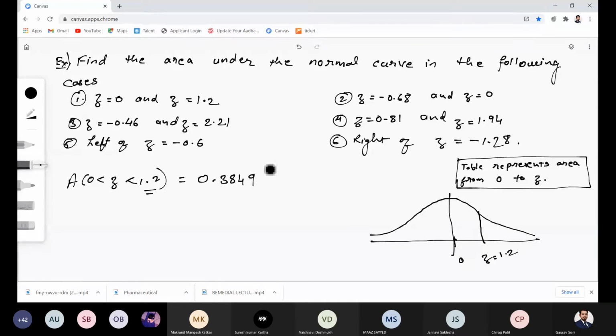Okay. So the table which is given to you represents the area from 0 to the point z, whichever point it is. Just like you look at a log table, in the same manner you have to look into this. This is your first. Second one, area from minus 0.68 less than z less than 0. So I will draw the diagram for this.